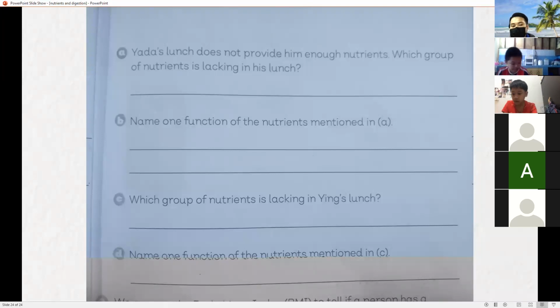Letter B. Name one function of the nutrients mentioned in A. C. Which group of nutrients is lacking in Ying's lunch? Letter D, name one function of the nutrients mentioned in C. Understand? I will let you answer it on your own. You can base your answer on your book. I'm going to give you 5 minutes to answer it.